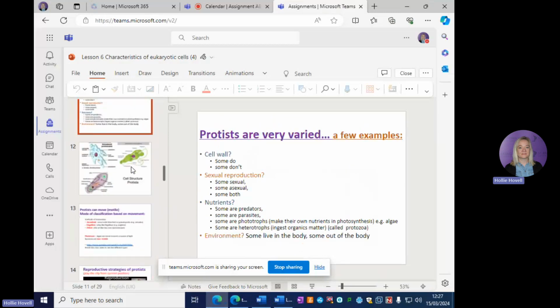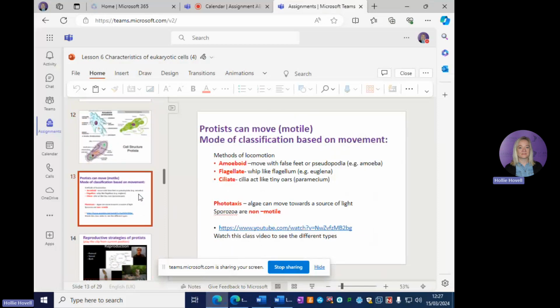Let me just find which bit you're going to be using. Here we go. So movement of protists means their motility. And we've got these different methods of locomotion that you need to talk about. So we've got some that move with these false feet or pseudopodia, like amoeba. We've got some that have got like a tail, like a flagella, and some that move with cilia. So they're your main categories.